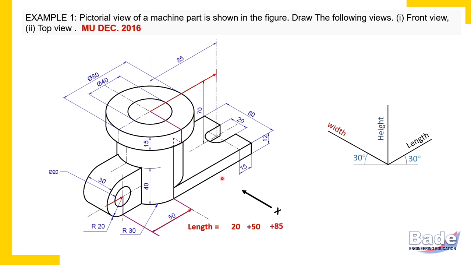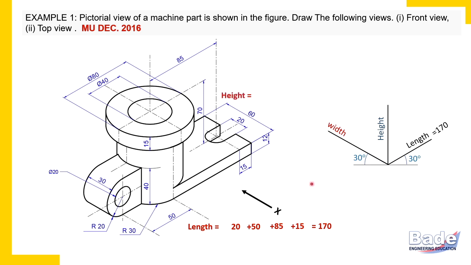Further, let's check what is that dimension to be added? 15 millimeters. Correct? So 20 plus 50 plus 85 plus 15. So overall length is 170 millimeters. So we have identified length of the object.